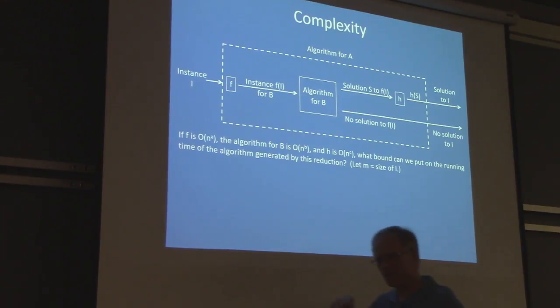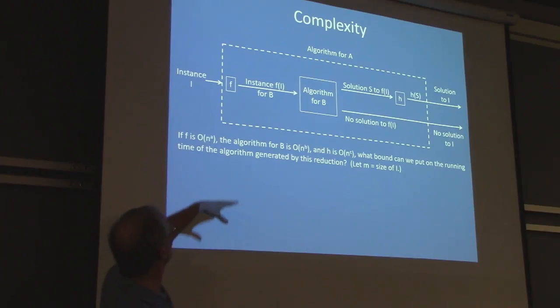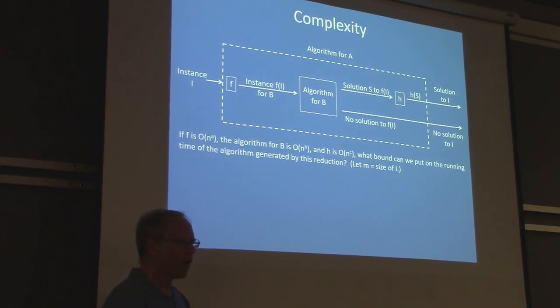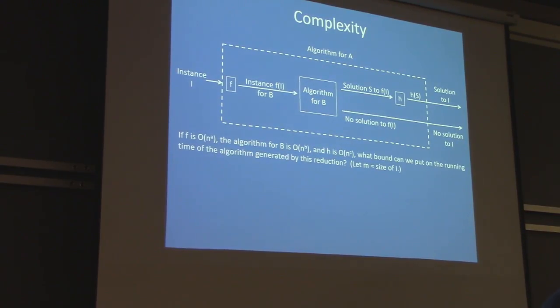Okay, so Anthony has asked a question, which is, we have to know how big the input to B is. What if f takes input and produces an exponential amount of output? Now suddenly poor B is going to take exponential time in terms of the size of the original input. Do we need to worry about that? Suppose f takes input of size n and produces output of size 2 to the n.